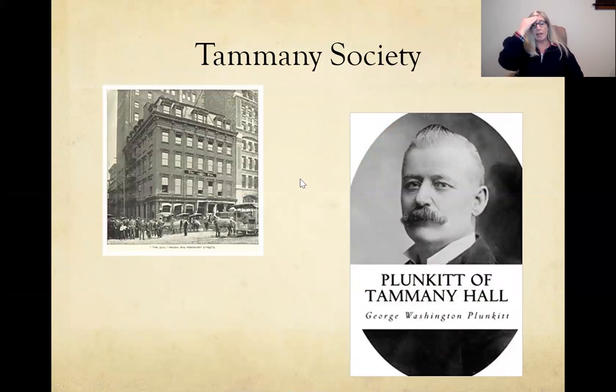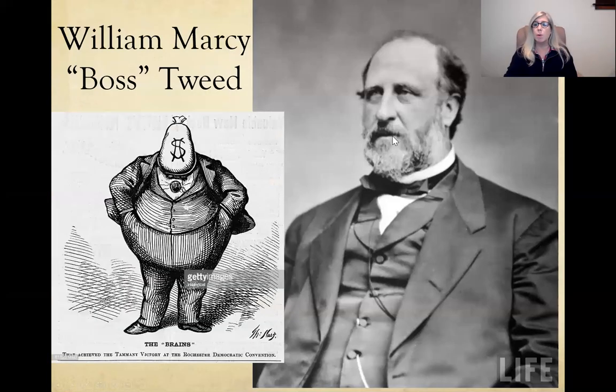One of the main ones here at the turn of the century is George Washington Plunkett. And the Tammany Society is the party that is controlling New York state politics. And Tammany Hall, we're going to go all the way back to the late 1870s when this first began in New York City with Boss Tweed. We'll talk about him in just a second. Actually, let me start here with Boss Tweed.